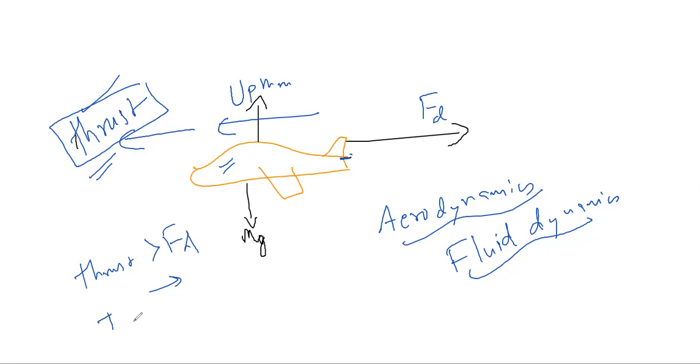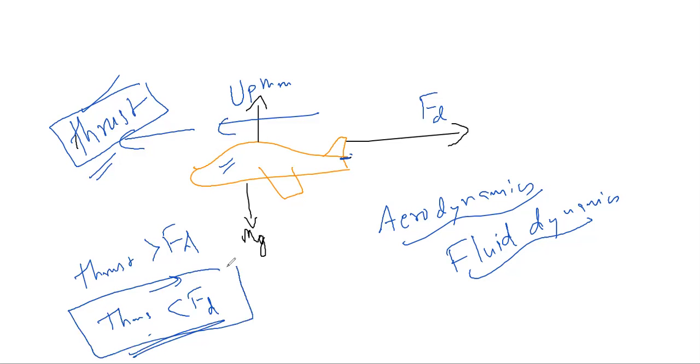And if thrust is less than drag force, it will never happen, because that would mean this plane is moving backward. Now I think we have not seen any plane moving backward. They don't have that capacity. They cannot fly backward. It may happen only when their engine fails. That is a different point.